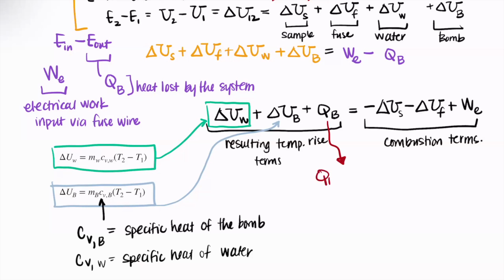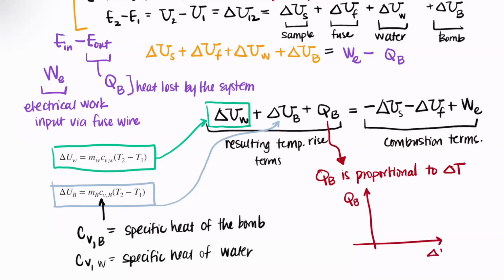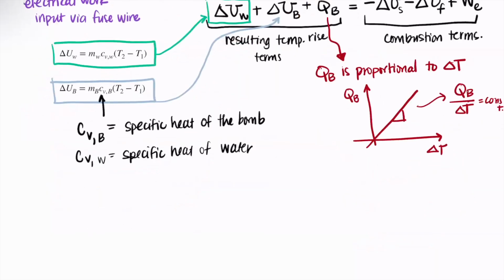And that note is that QB is proportional to delta T. What I mean by that is if I were to plot QB versus delta T, I would get a line. And this slope then is a constant. So I can say that QB over delta T is a constant. So what I'm going to do now is substitute these expressions in for the left-hand side.